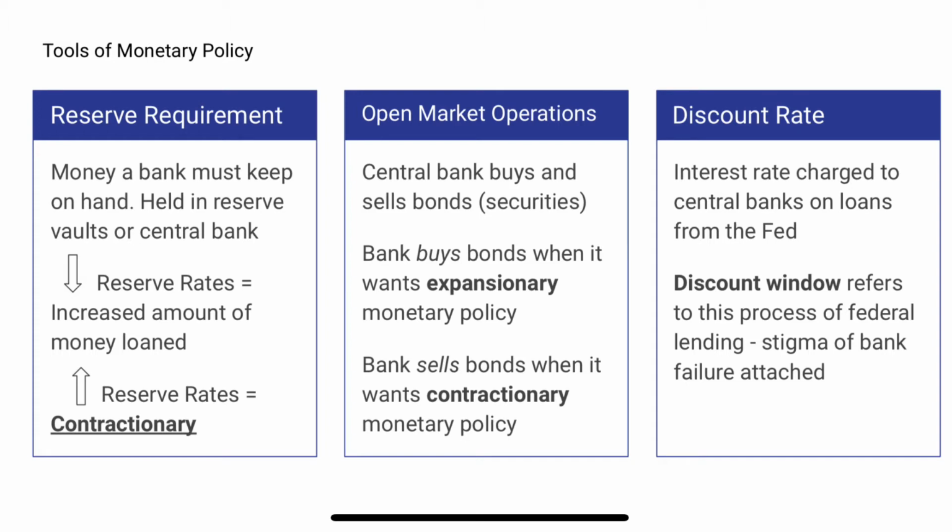And then we have open market operations, which means the central bank buys and sells bonds or securities. A bank buys bonds when it wants expansionary monetary policy, and it sells bonds when it wants contractionary monetary policy. And then there is the discount rate, which is the interest rate charged to central banks on loans from the Fed. And the discount window, which is part of the discount rate, refers to this process of federal lending.